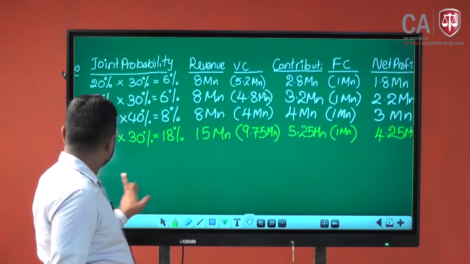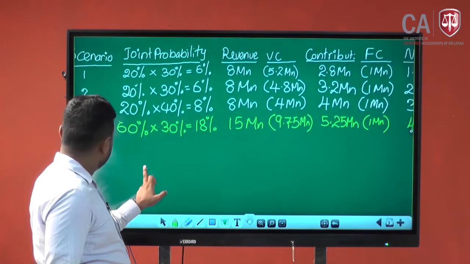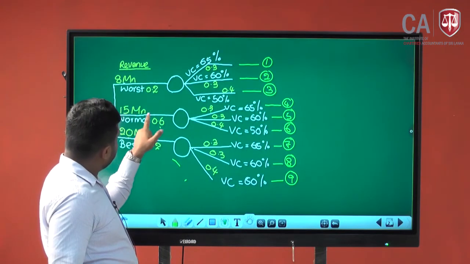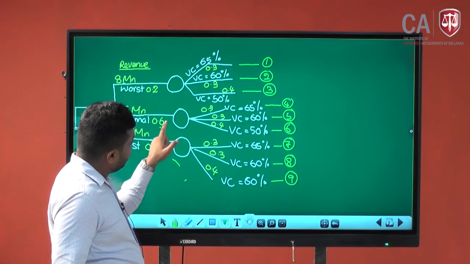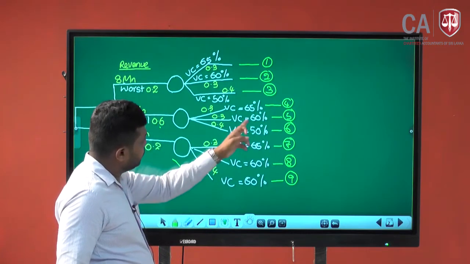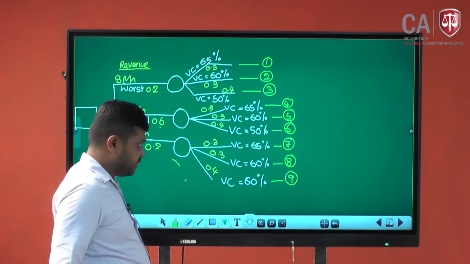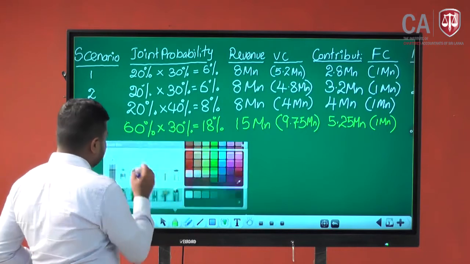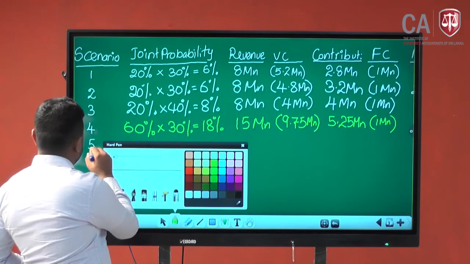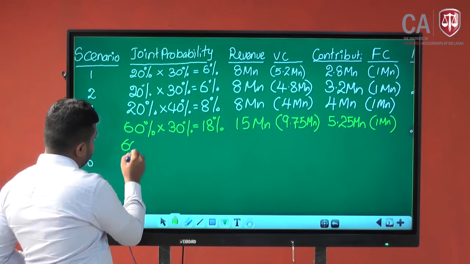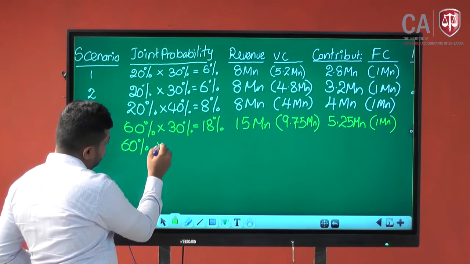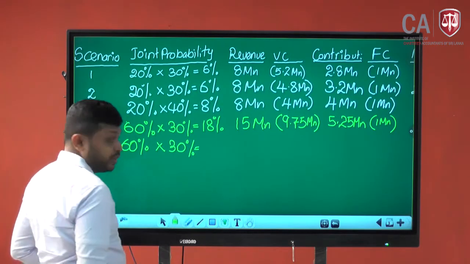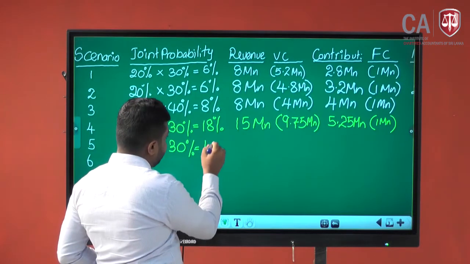Now the fifth scenario. What is the fifth scenario? Revenue will be 15 million, that is 60% probability. There is a 60% probability you will operate in a normal situation. There is a 30% probability there. Variable cost will be 60% on the revenue, that is 18%.